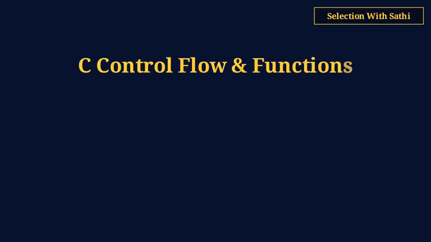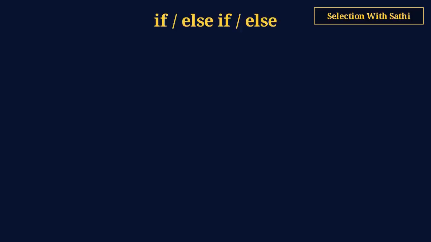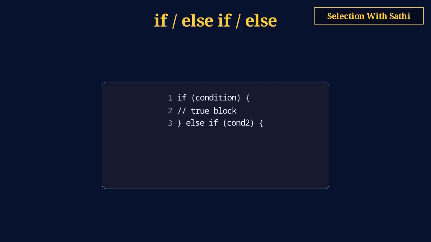Welcome to Selection Sathi. Today we cover C control flow and functions: if-else, switch case, for and while loops, and how to write functions in C. These are the building blocks of every C program and are heavily tested in GATE and interviews. Let's dive in. First concept: if, else if, and else.